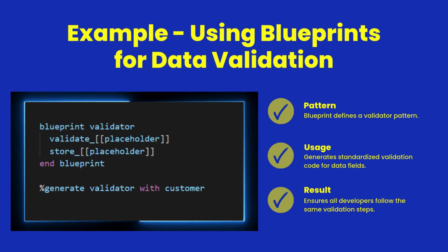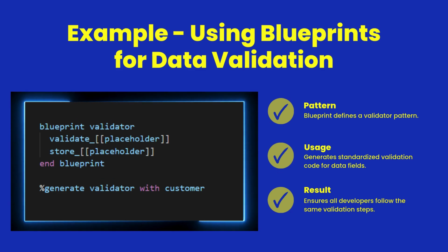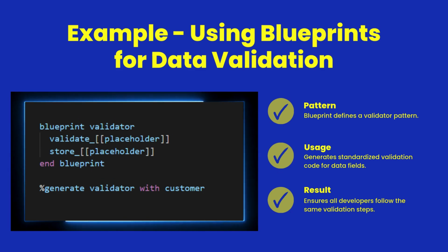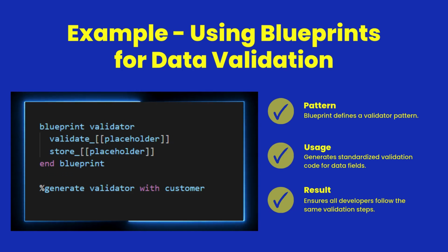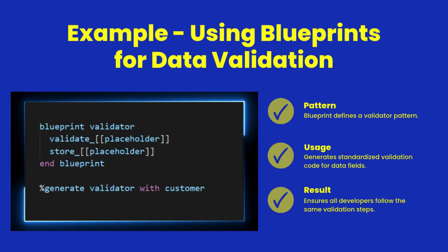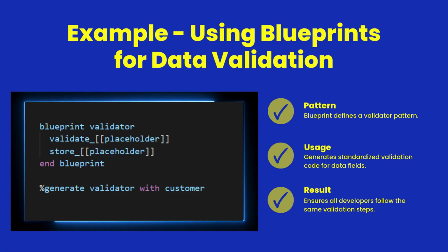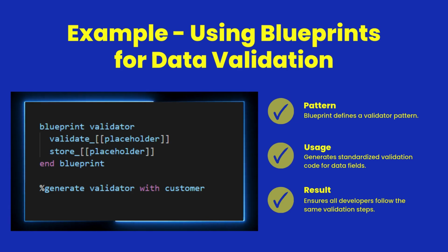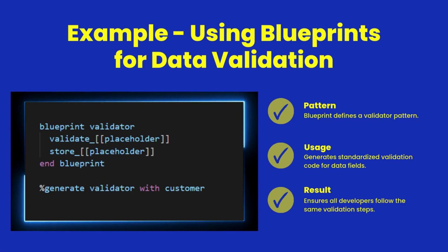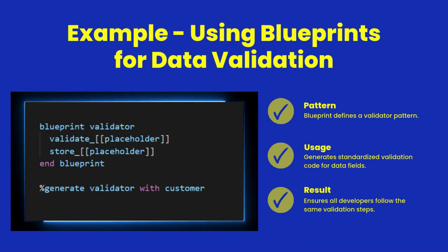This output shows that validate customer is called first to handle validation tasks for the customer, followed by store customer, which handles storage operations for the same. This pattern is useful for creating consistent, modular validation and storage routines for various entities, such as customer, by simply changing the placeholder during generation. It saves development time and ensures a uniform approach across similar tasks.